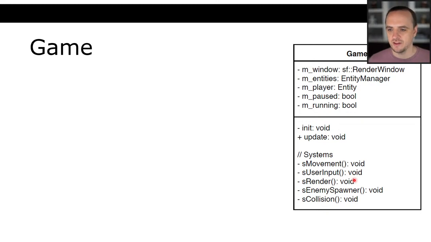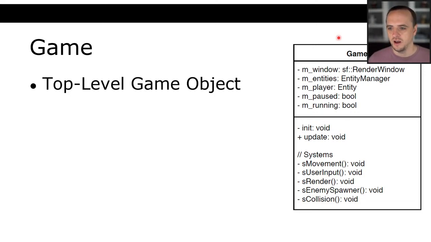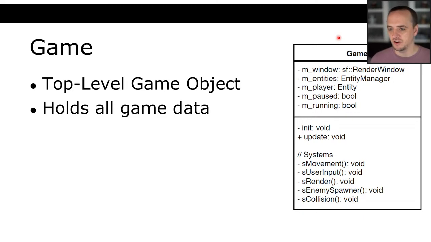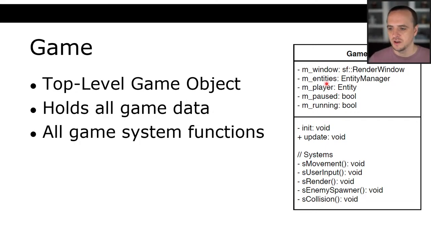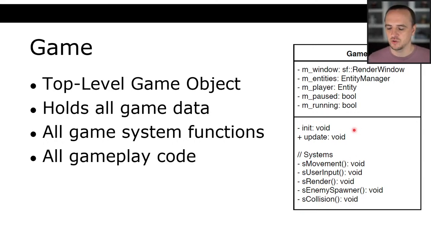And in the game class, this is something that we haven't talked about yet. It's the top level game object. And I'm going to be going into detail about this when I start to open up the code. This is the top level game object that holds all of the game data. So here you can see it holds the entity manager. It holds the window. We're going to have a little pointer to our player here, for example. It has all the game system functions. So for example, movement, user input, rendering, enemy spawning, etc. It's going to have all the gameplay code as well.